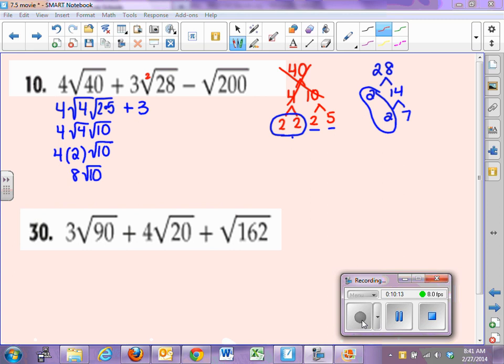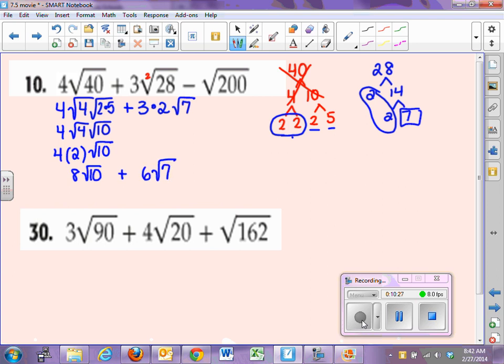Okay, so what I have is the 3 that's already outside times 2 that I'm pulling outside times the square root of what's left over, 7. So I think of this as 6 times the square root of 7. Now these still are not like terms, so I'm not going to be able to combine these two, but I still have hope for that square root of 200.